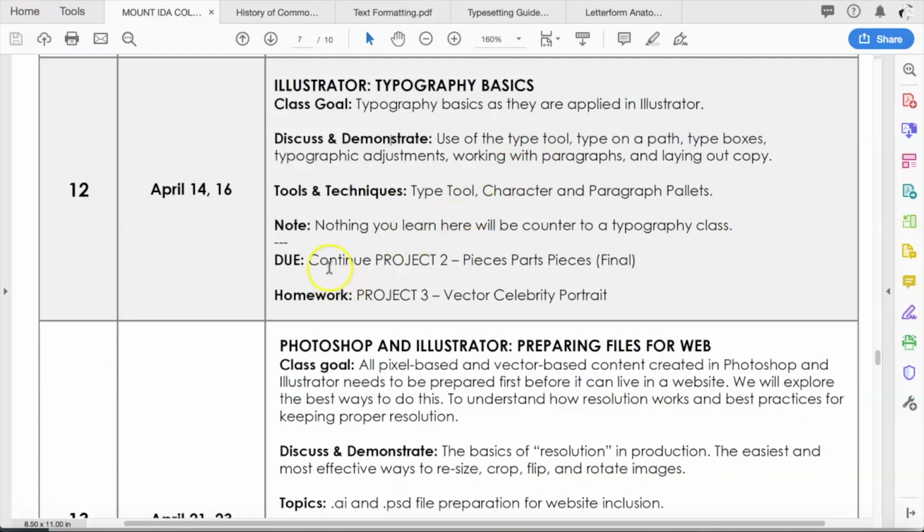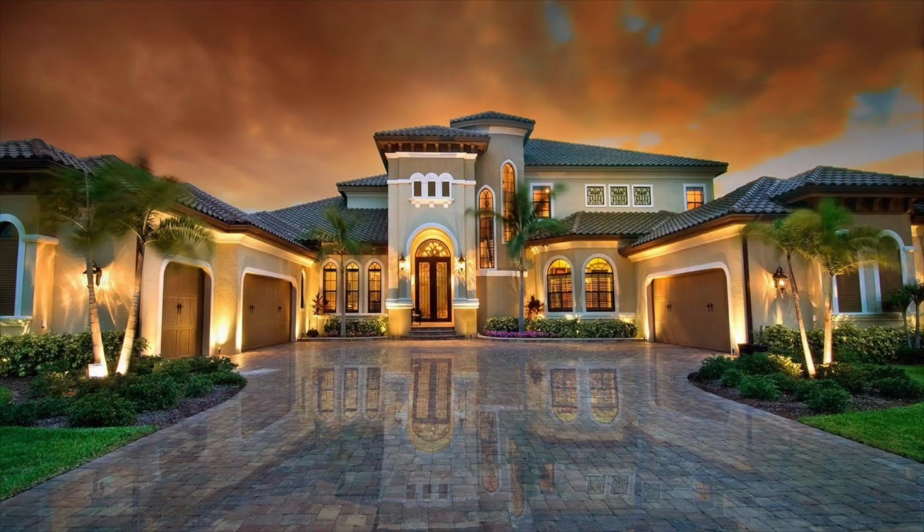Meanwhile, in the background, you guys should be continuing to work on Project 2, Pieces, Parts, Pieces, where you are sort of tricking out that house that I gave you and making it really fancy and interesting. I can't wait to see what you are going to do with it.